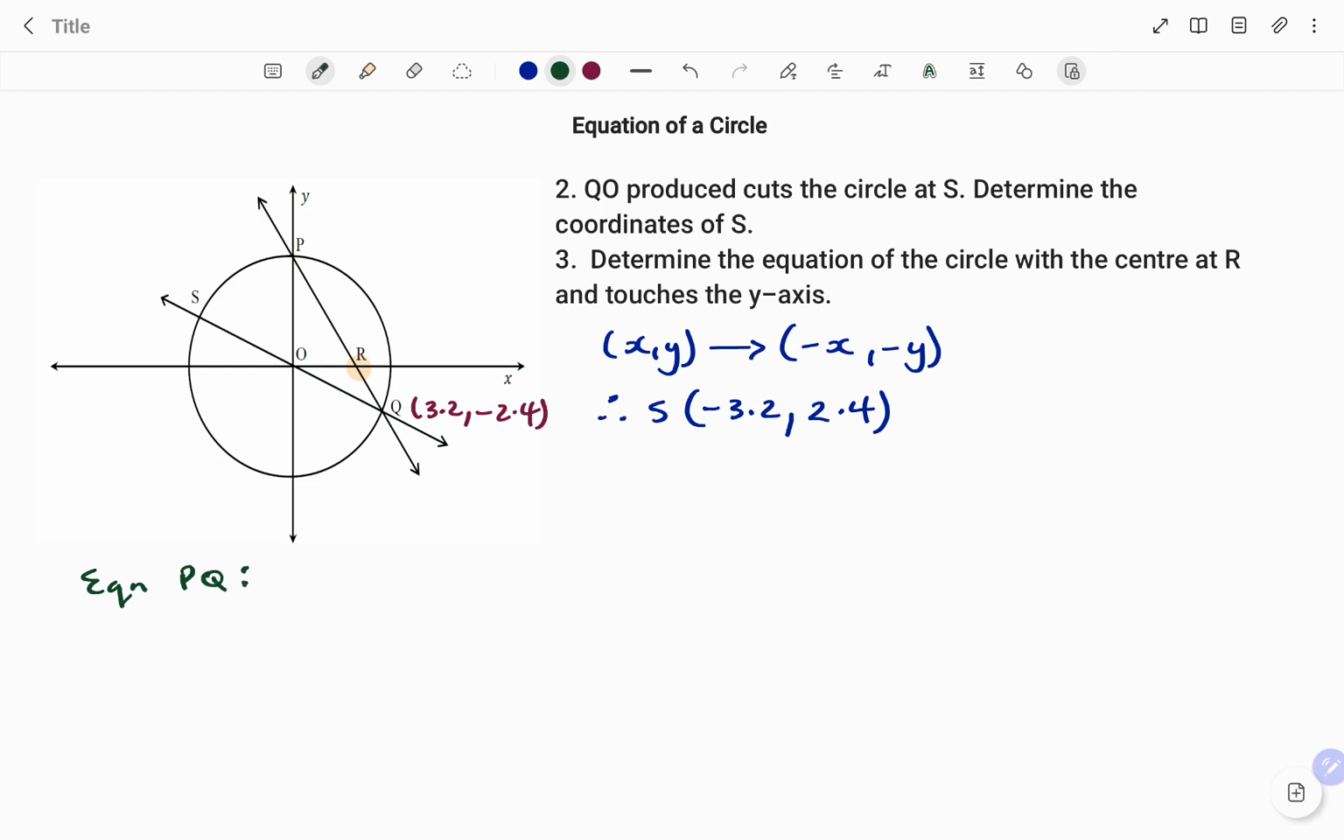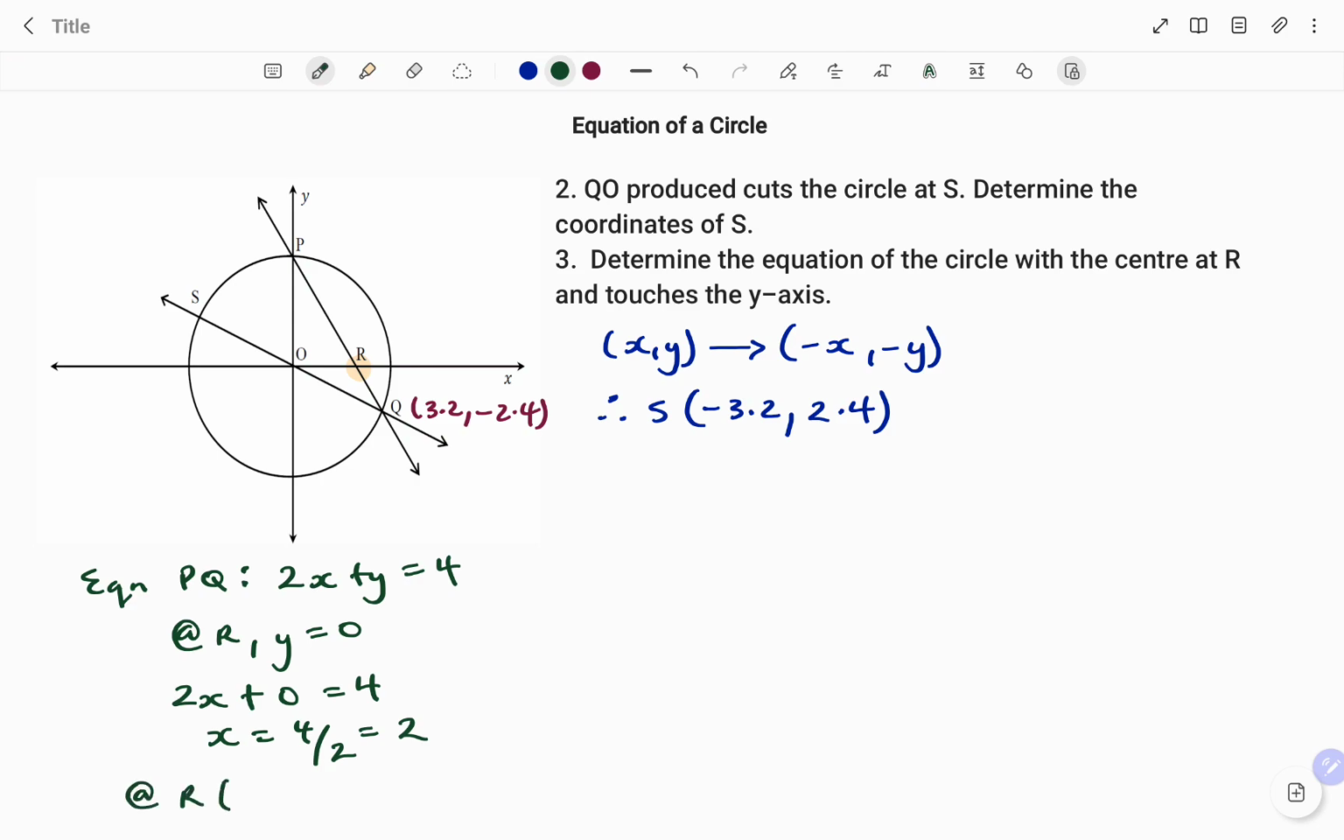Has been given from the first part of the question. We have that as 2x plus y equals 4. However, at point R, because it's on an x-intercept, the value of y equals 0. If you slot it back into the equation of PQ, we're going to have 2x plus 0 equals 4. Therefore, x equals 4 over 2, which is 2. So at R, the coordinates of R will be x value 2 and the y value 0.